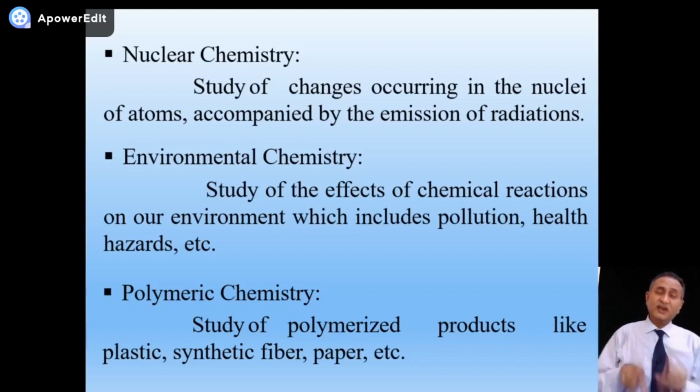And this nuclear chemistry is responsible for nuclear bombs, atomic bombs, hydrogen bombs, neutron bombs. All of these bombs are the product of nuclear chemistry. And which is the positive side? Nuclear chemistry is also used to produce electricity, in nuclear powerhouses.